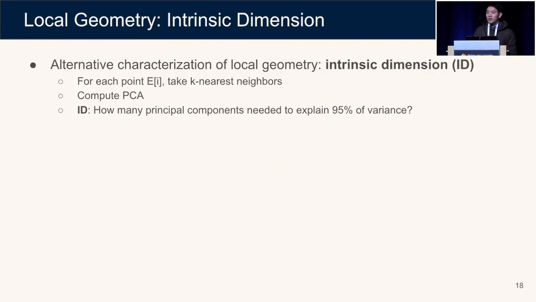The second way to characterize local geometry is to define a very simple intrinsic dimension measure. And the idea here is simple as well, where for each token embedding, we're once again going to take its k nearest neighbors, and we're simply going to run PCA on this subset of k points. We're simply going to count up the number of principal components needed to explain 95% of the variance on this local subspace, and we're going to call that number of principal components needed the intrinsic dimension.